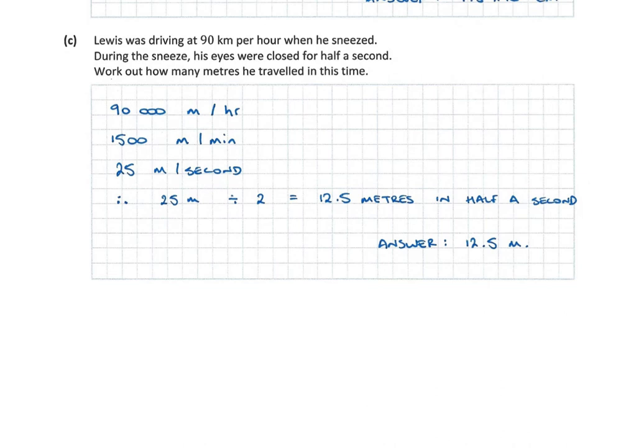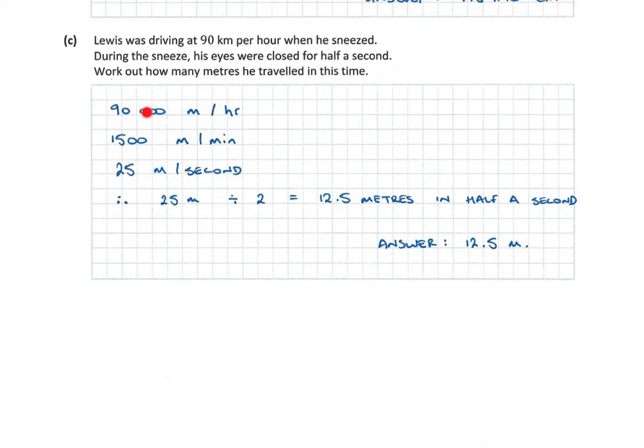So for part C, we can see Lewis is driving at 90 kilometers per hour when he sneezes. During the sneeze, his eyes were closed for half a second. Work out how many meters he traveled in this time. In order to work out how many meters he traveled, we need to first work out how many meters he traveled per hour, right? So he was traveling at 90 kilometers per hour, so 90 kilometers in an hour.